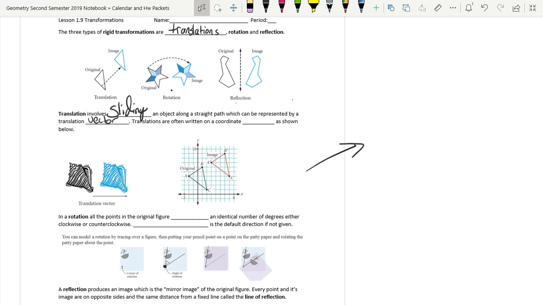Translations are often written on a coordinate grid, as shown below. This grid has a very specific type of labeling. Notice you have triangle ABC, and that's the original. The image is called triangle A prime, B prime, and C prime. The apostrophe means prime, not to be associated with Amazon Prime, just prime. If you were to take that red triangle and move it again, you could have double prime. That would just mean you moved it a second time.